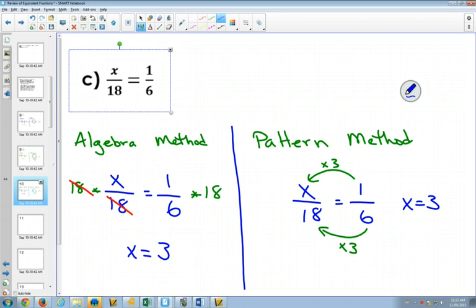Now, if you did the algebra method and the pattern method and got a different number with the two methods, then you know something went wrong in one of them, because it should be the same answer either way. It could be that something went wrong in both of them. I guess that's a possibility too.